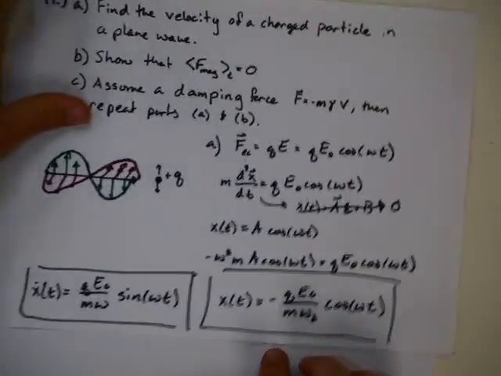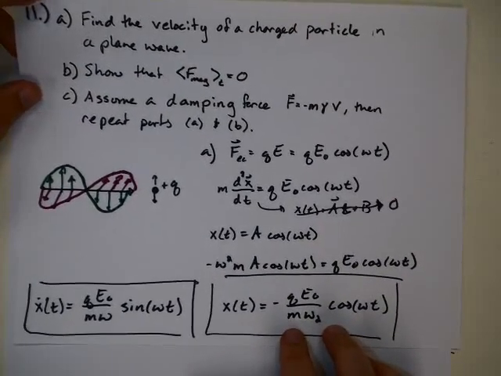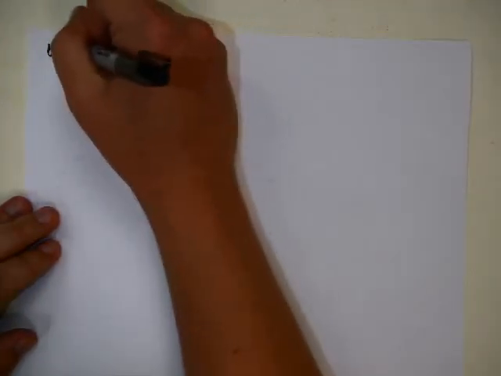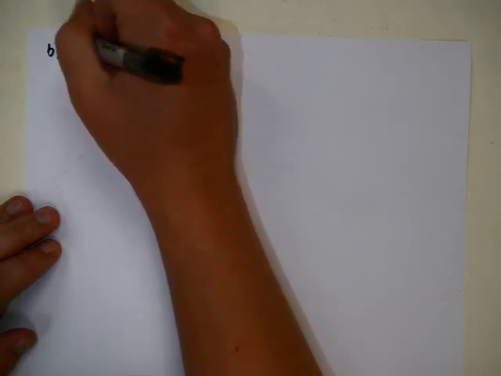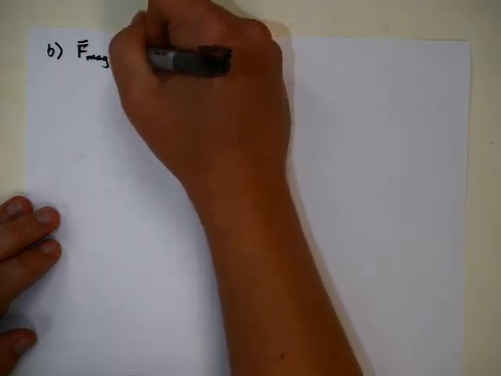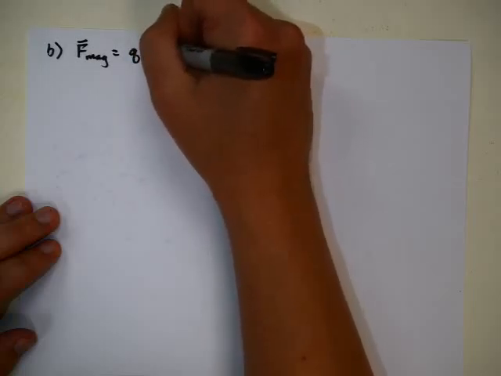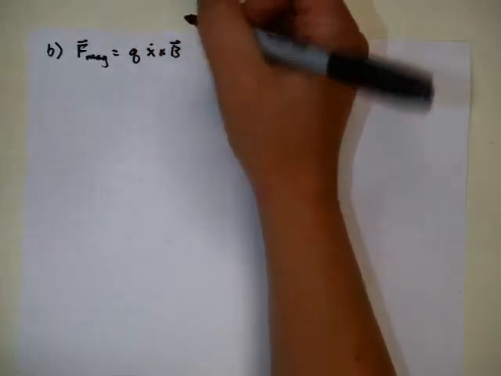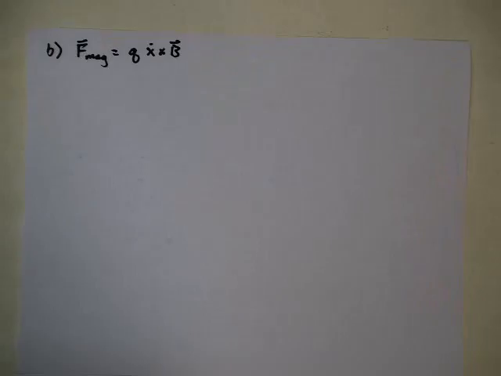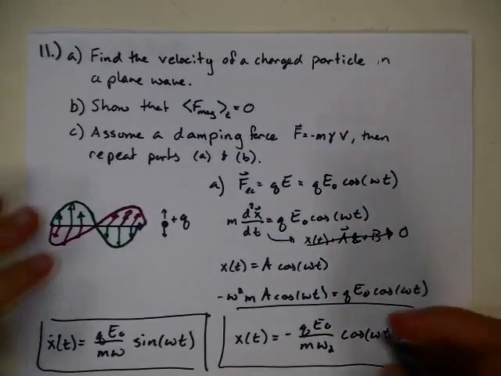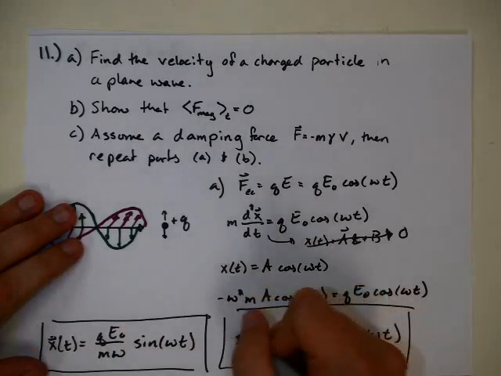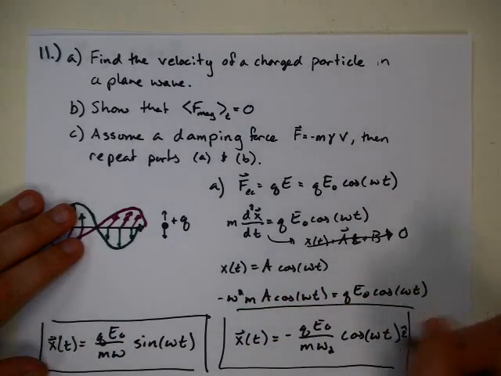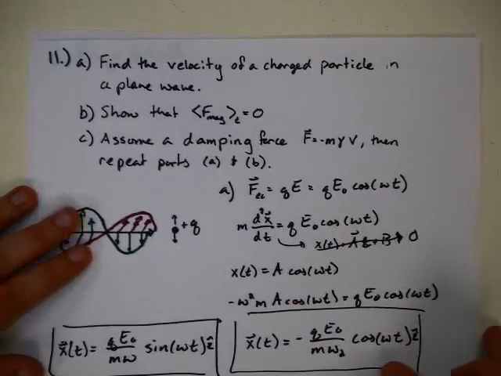Part B says show that the time average of the magnetic force is equal to 0. And so we need to write down what the magnetic force is. And so B, the magnetic force, is equal to Q x dot cross the magnetic field. Well, luckily for us, this x dot is in the z hat direction. I didn't write that down. I should probably do that now. These are vector x's, and this is in the z hat direction.